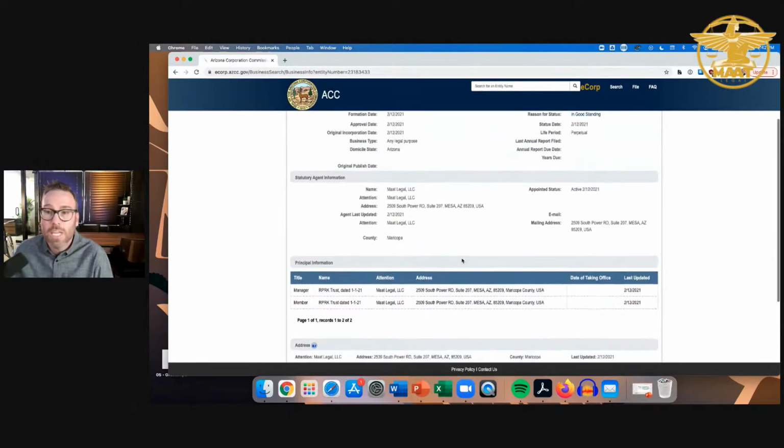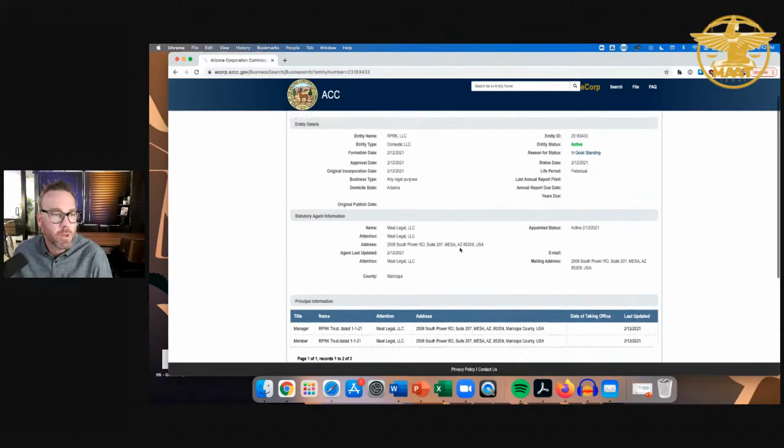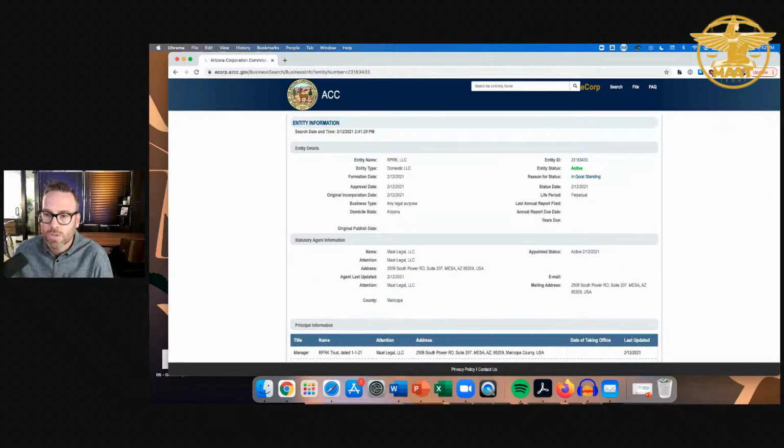So this is how you keep all of your name off the public record. Keep everything confidential. So pretty cool. A nice way to do it. Makes it easy. You don't have to deal with anything else.